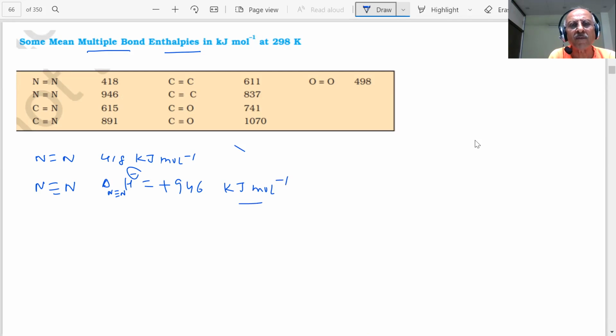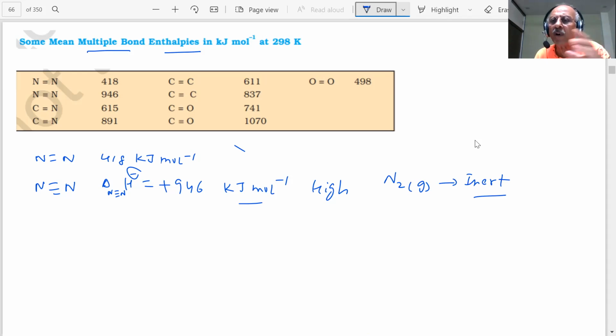This value is quite high. So it will be very difficult to break the nitrogen bond. That is why N2 gas is inert, student, because its bond enthalpy is very high. If you are inhaling air, air contains oxygen and nitrogen. Oxygen reacts with the food, but nitrogen does not. Why? Because the bond enthalpy is very high. You will need a large amount of energy to break it, which you don't have. So it acts as an inert gas.